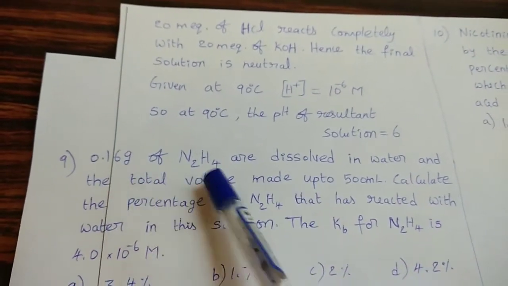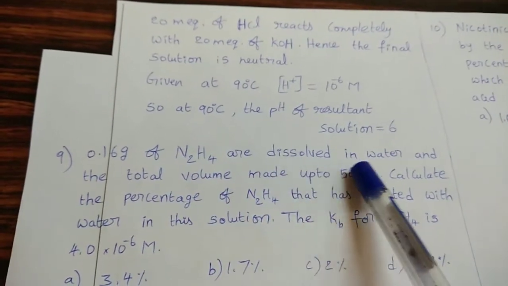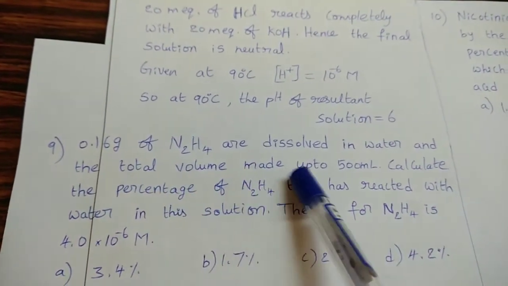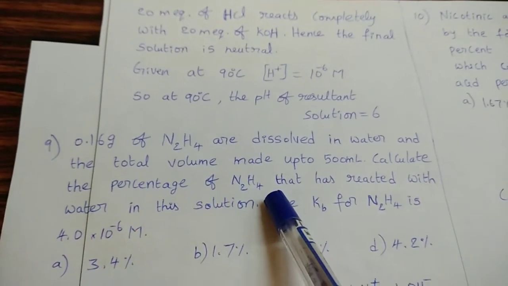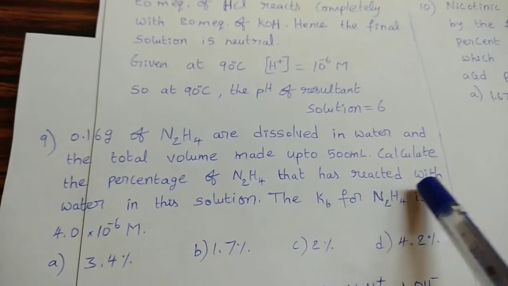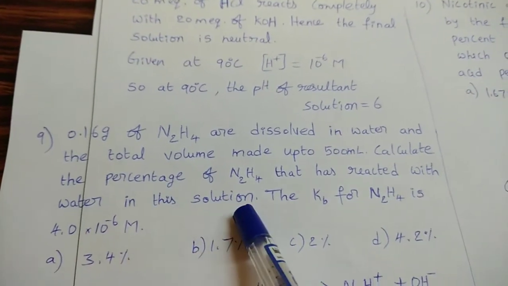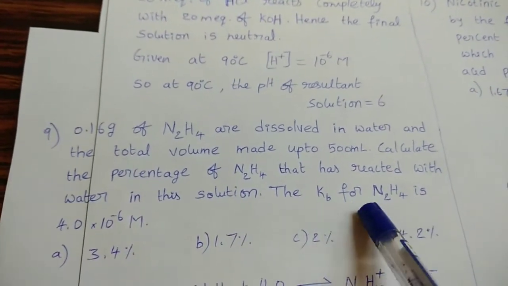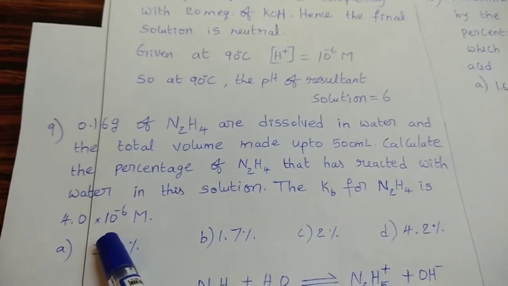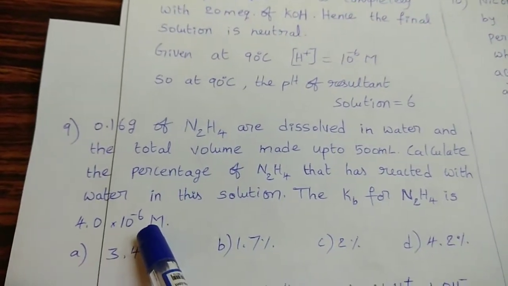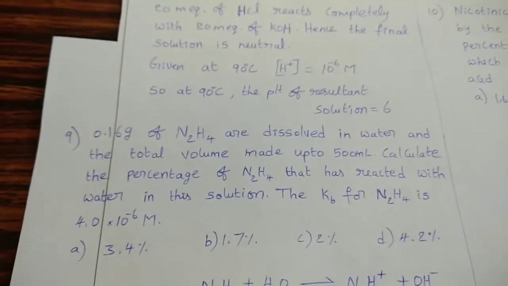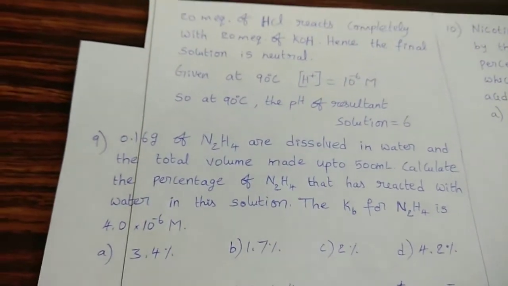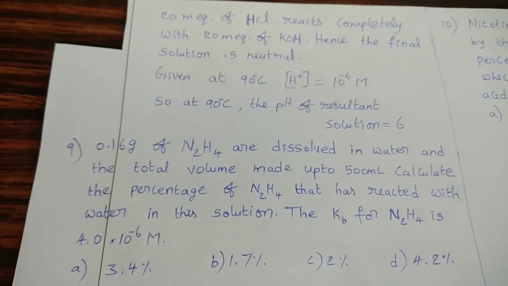0.16 grams of N2H4 are dissolved in water and the total volume made up to 500 ml. Calculate the percentage of N2H4 that has reacted with water in this solution. The Kb for N2H4 is 4.0 × 10^-6 molar. Here Kb means ionization constant of the base. That means N2H4 acts as a base in this reaction.